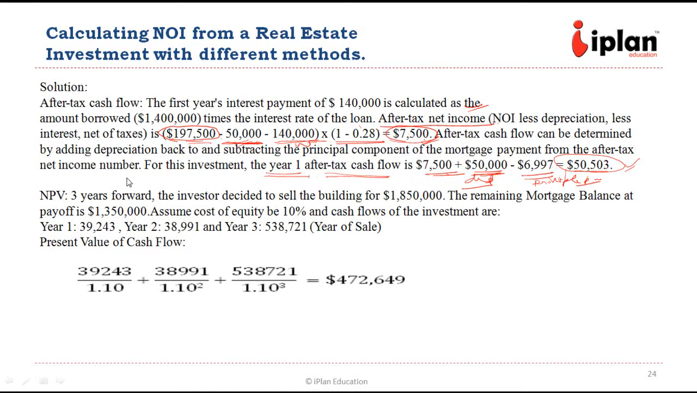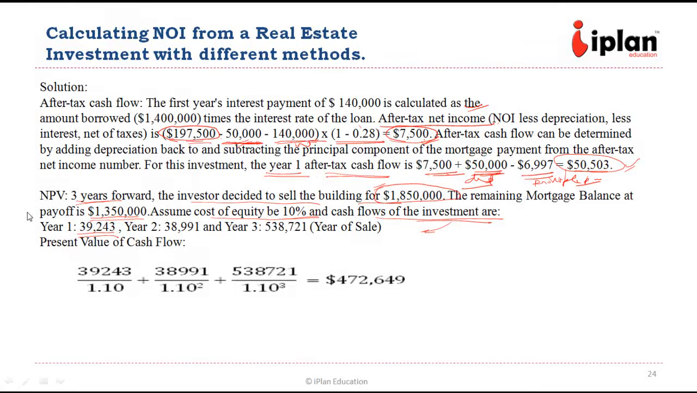Similarly, based on the information given, we can find out for other years as well. Now for the final value after 3 years, the investor is deciding to sell it for 1,850,000, that is 1.85 million. At that time, the remaining mortgage balance will be 1,350,000, which is to be paid. Assuming that the cost of equity is 10%, and based on the expenses, we can calculate what is going to be the net cash flow.